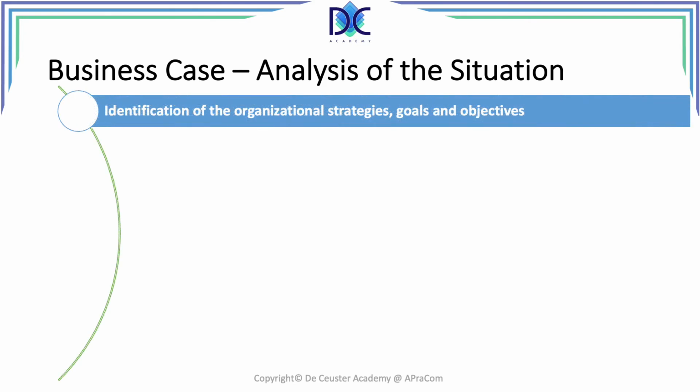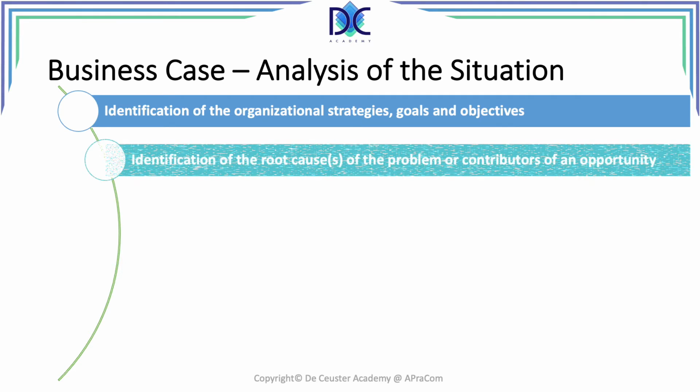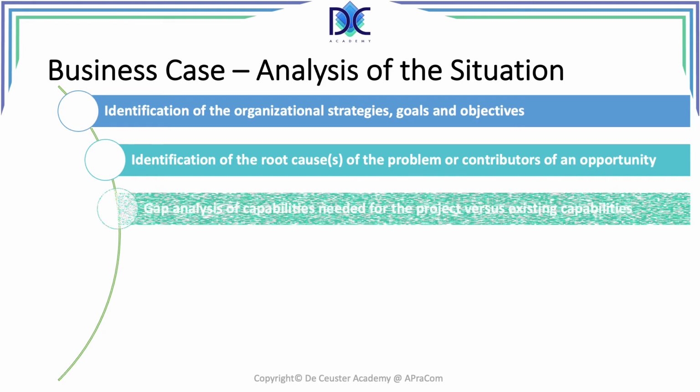First of all, we have the identification of the organizational strategies, goals, and objectives. Then we have the root causes of the problem or the contributors of the opportunity. Why do we have a problem, or what is the opportunity? So when we have an opportunity, we can say we're making a new car like the Lexus, or we have a problem. We are looking at resolving some issues in our production, for example.